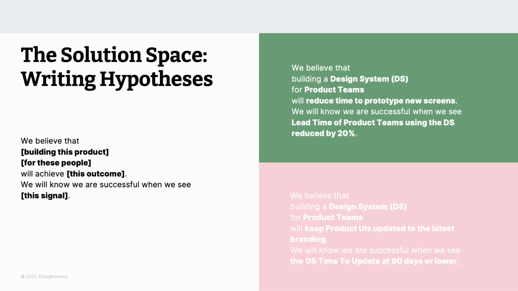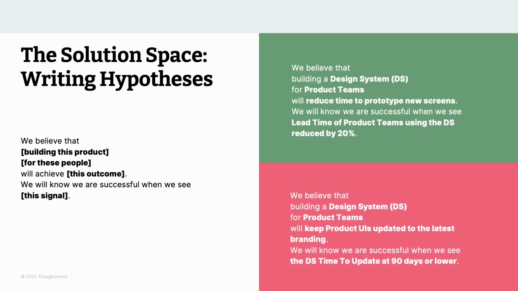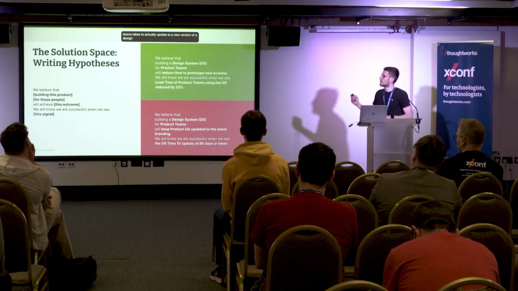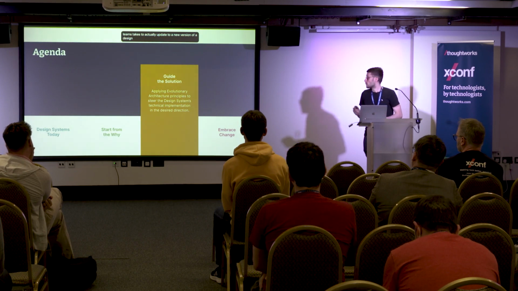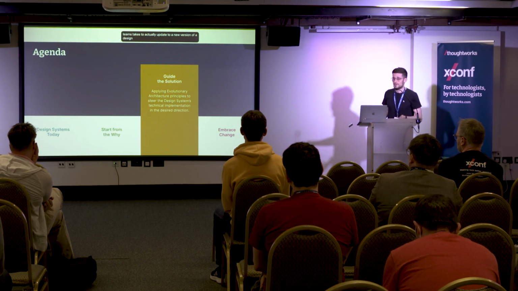work being completed. Another one, a very simple one, could be that as an outcome you want all the product UIs to be updated to the latest branding. And as a signal in this case, you could actually use the time that teams take to update to a new version of a design system, and maybe have that time being below a certain amount of days. All right, so we have now captured our hypothesis.